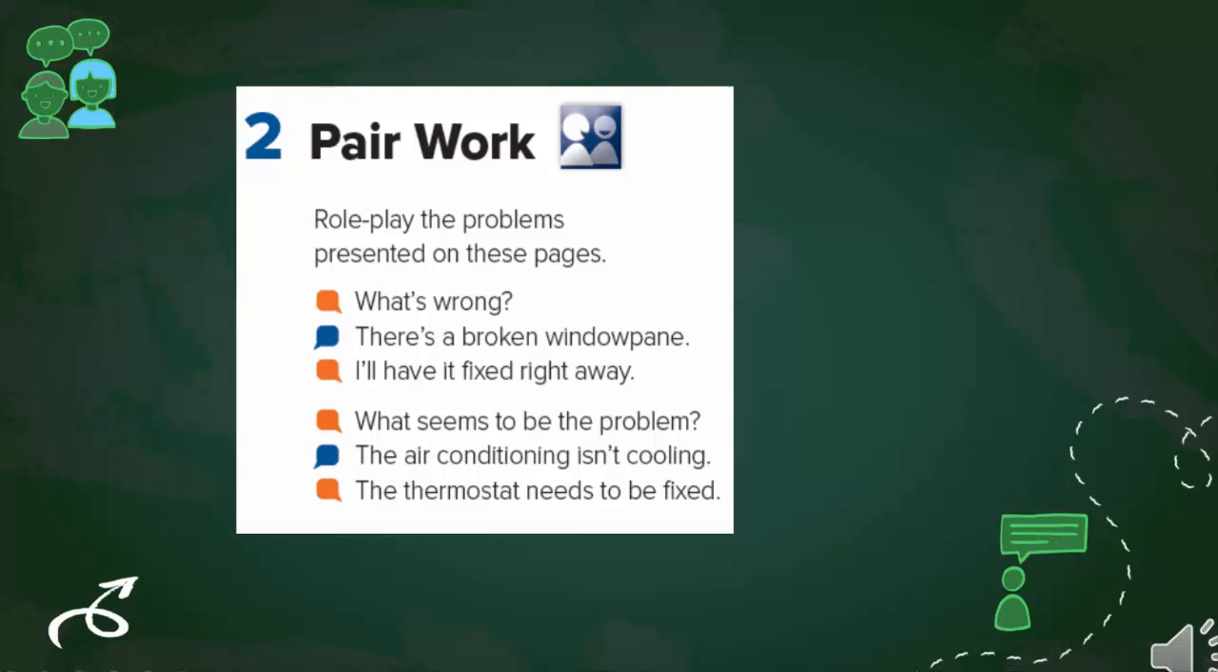Page 35. 2. Pair work. What's wrong? There's a broken window pane. I'll have it fixed right away. What seems to be the problem? The air conditioning isn't cooling. The thermostat needs to be fixed.